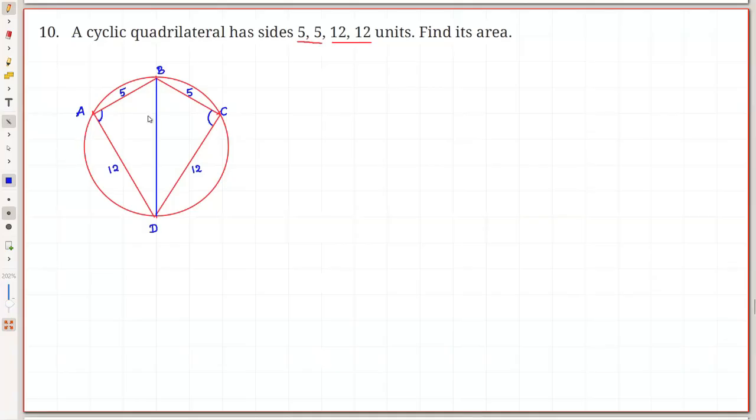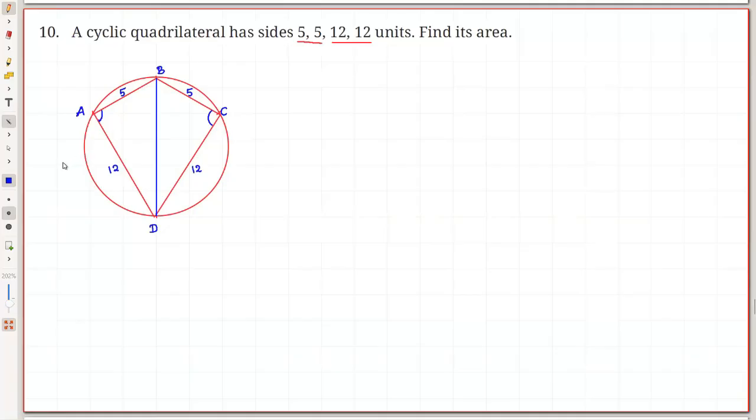So what you can say, this is 5, this is 5, this is 12, this is 12, and this is common. I can say these two triangles are congruent triangles, right? So I have to find out the area of one triangle. If I find the area of one triangle and multiply by 2, I'll get the area of two triangles. Area of two triangles is nothing but the area of the quadrilateral. Correct?